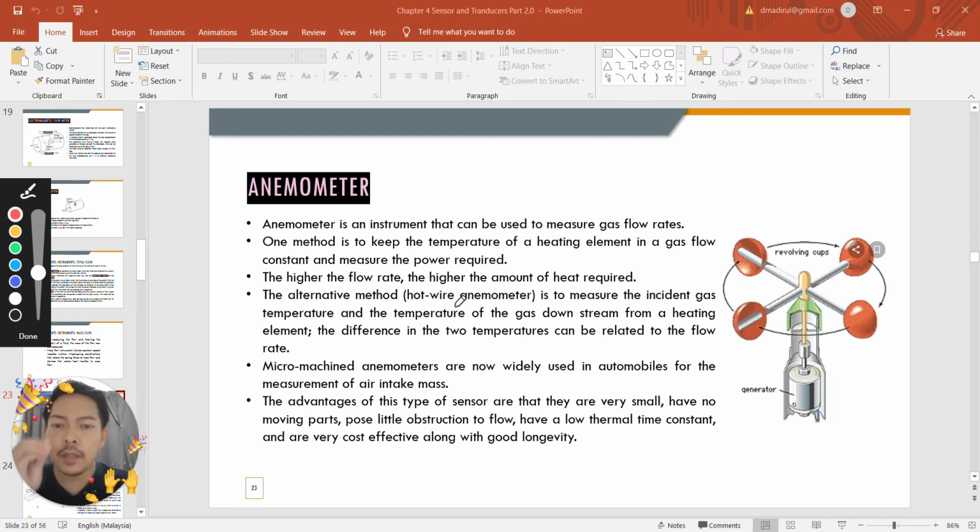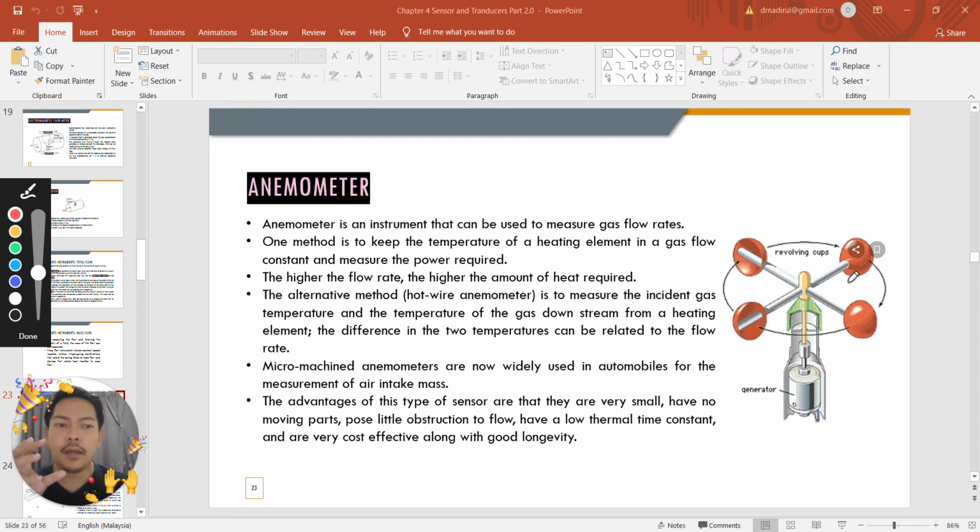The alternative method, the hot wire anemometer, is to measure the incident gas temperature and the temperature of the gas downstream from a heating element. The difference in the two temperatures can be related to a flow rate. Micro machined anemometers are now widely used in automobiles for the measurement of air intake mass. The advantages of this type of sensor: they are very small, have no moving parts, pose little obstruction to flow, have a low thermal time constant, and are very cost effective along with a long lifetime.